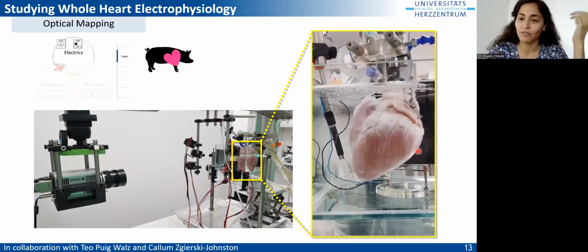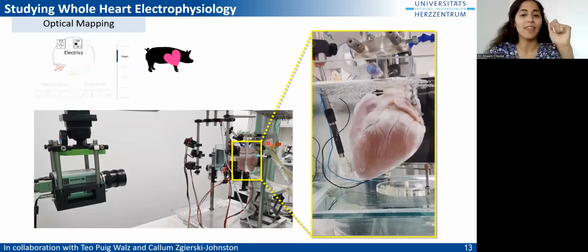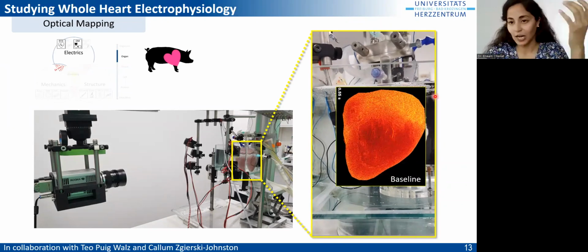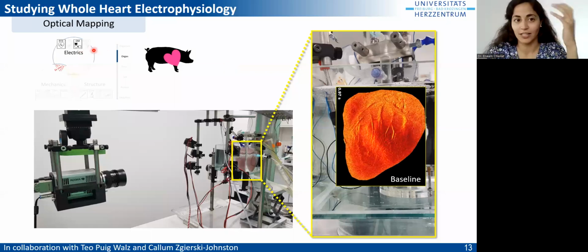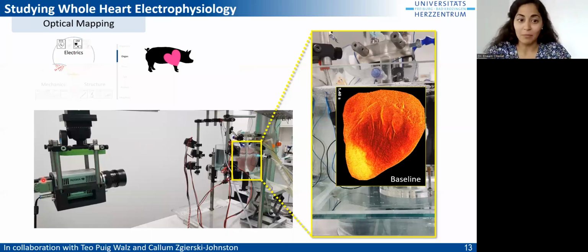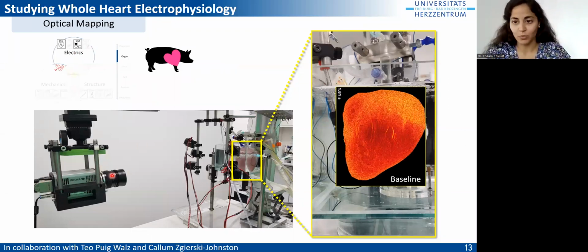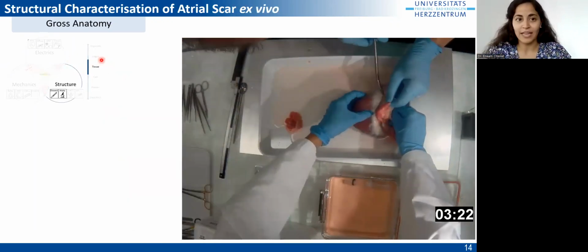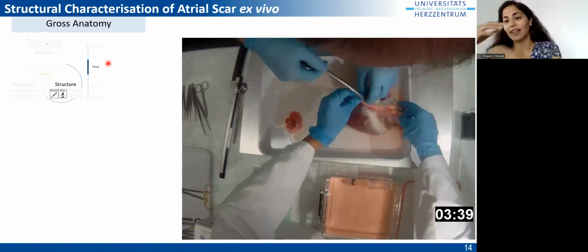We load these hearts with a voltage sensitive dye, and then we can measure optical action potentials across the entire epicardial surface and look at changes in electric dynamics, so in much higher spatiotemporal resolution. So now moving further, getting down to the tissue level, we can now dissect the heart.